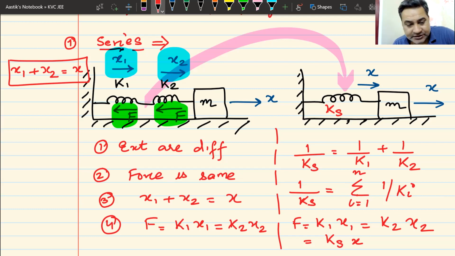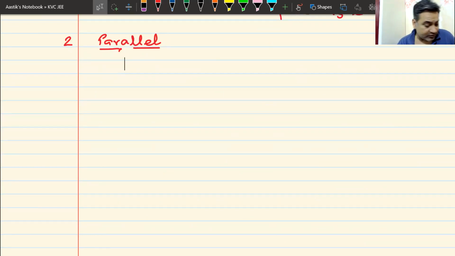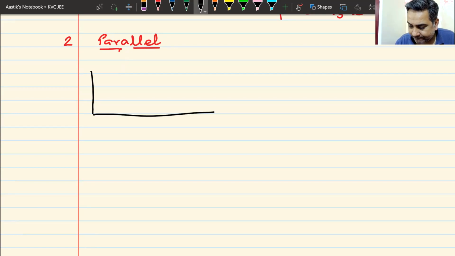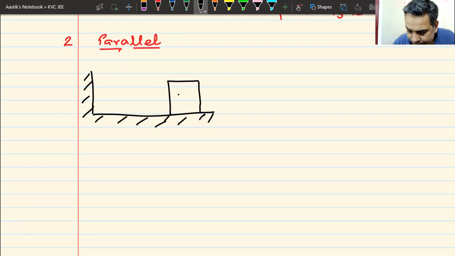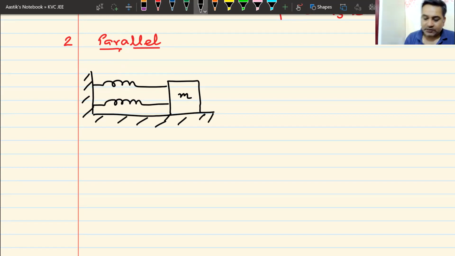We have seen one combination, which is a series. The other combination is known as the parallel combination of springs. Now, how is this parallel combination possible? I have a block of mass M. Now the springs are attached like this. This spring is K1 and this spring is K2.